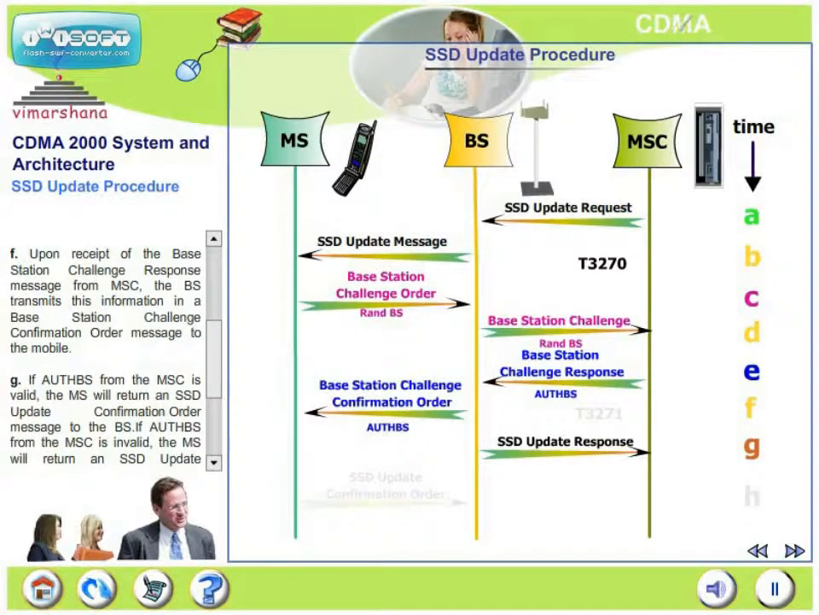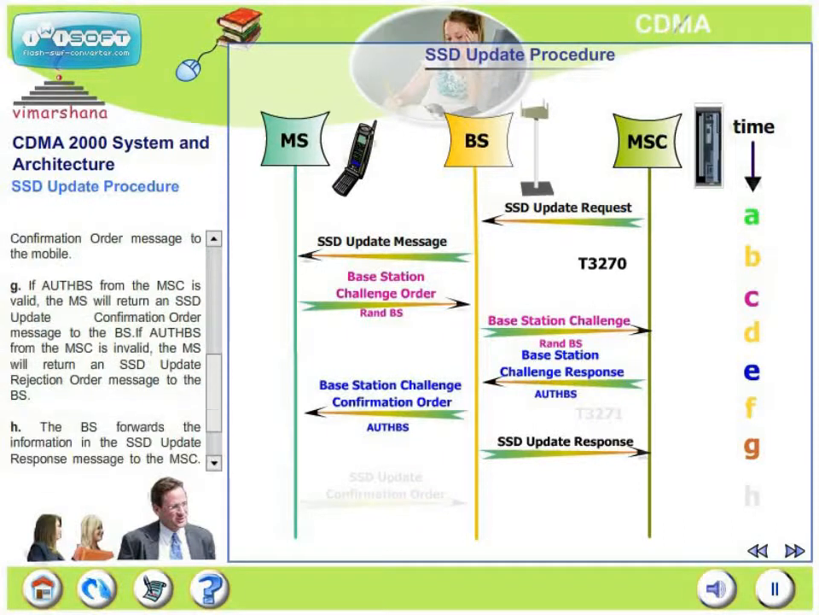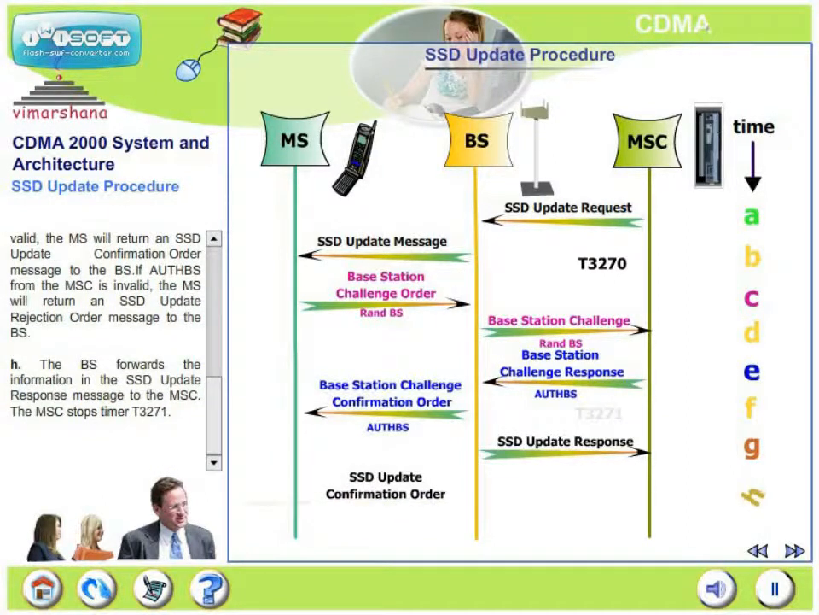it also has the new SSD calculated. Therefore, if the authentication response signature received from the MSC tallies with the authentication response signature that has been locally generated in the mobile, it will return an SSD update confirmation order. If it tallies, a confirmation order will be sent. If it is not tallying, a rejection order will be sent.